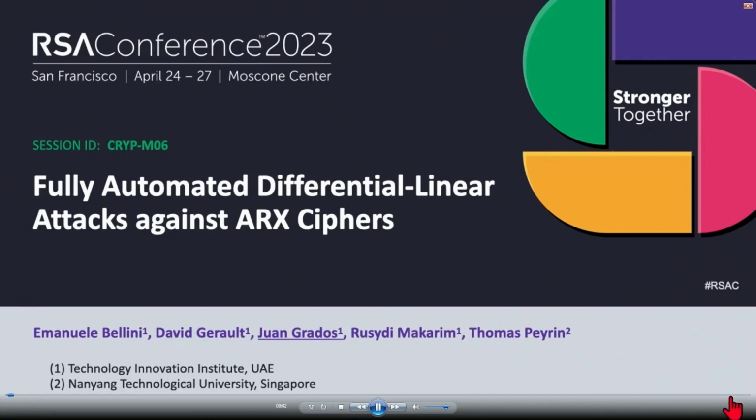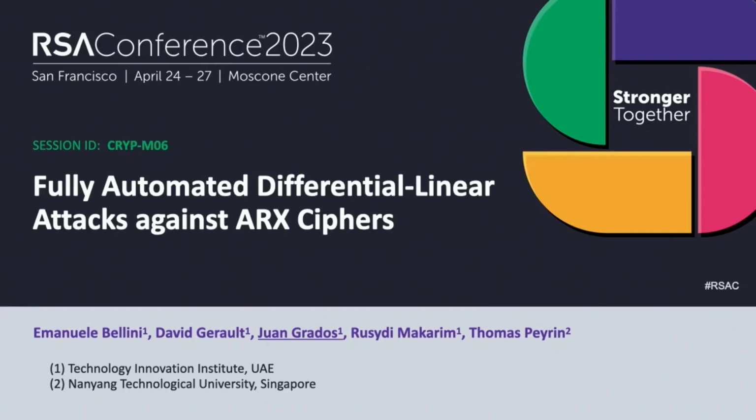Hello, I'm going to present the work Fully Automated Differential Linear Attacks Against ARX Ciphers. ARX ciphers are those that have as components modular addition, rotation, and XOR operations. And differential linear attacks are those attacks that combine differential and linear attacks. In this work, we propose an automated tool to help to mount differential linear attacks.